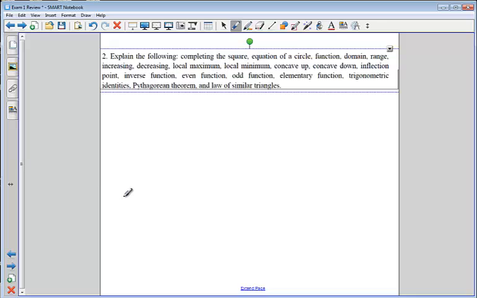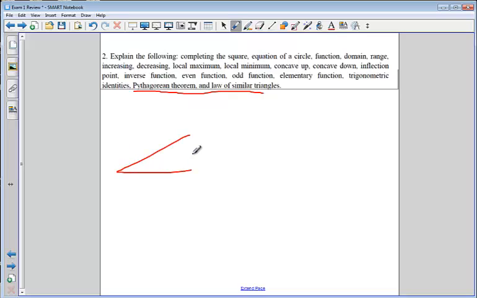And then finally, let's talk about the Pythagorean theorem and similar triangles. So remember the Pythagorean theorem is valid for right triangles. And so we have sides a, b, and c. And it just says a squared plus b squared is equal to c squared. So we're going to use this theorem a lot later on in various word problems.